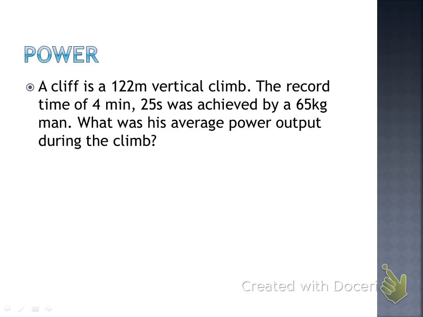All right, a cliff is a 122-meter vertical climb. The record time of 4 minutes, 25 seconds was achieved by a 65-kilogram man. What was his average power output during the climb? Okay, so what sticks out to you here? 4 minutes. The minutes, right? So get that converted all to seconds, and then go ahead and solve it yourself.